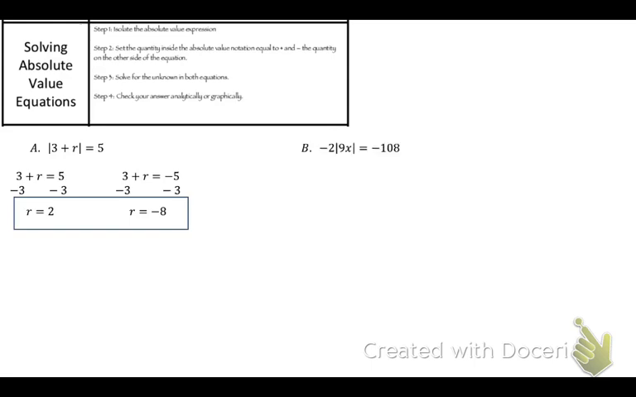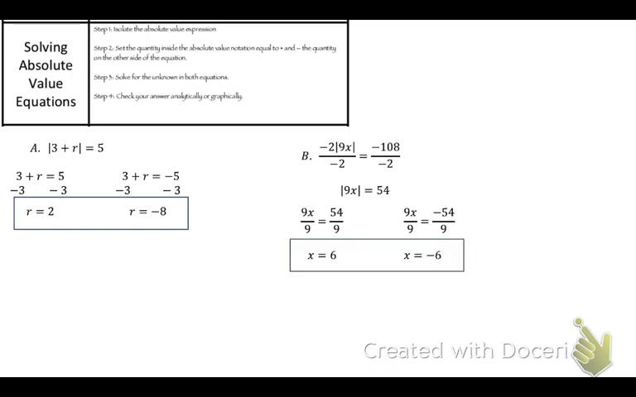Okay, let's look at this one. So first we need to isolate the absolute value expression. So I'm going to divide by negative 2. I'm going to get the absolute value of 9x equals negative 108 divided by negative 2 is 54. Then we're going to set the inside equal to the positive and to the negative. So 9x equals 54, and 9x equals negative 54. Divide by 9, you get x equals 6. Divide by 9, you get x equals negative 6.